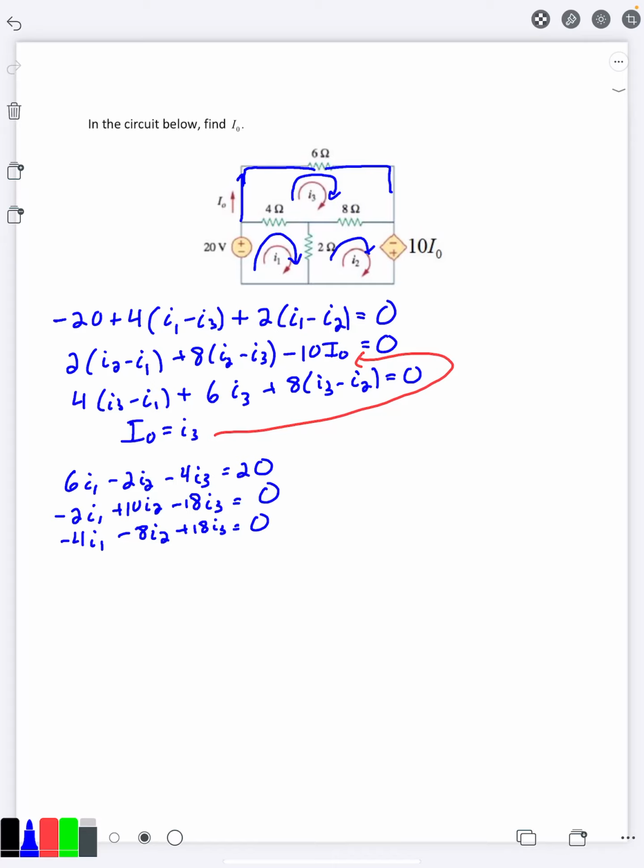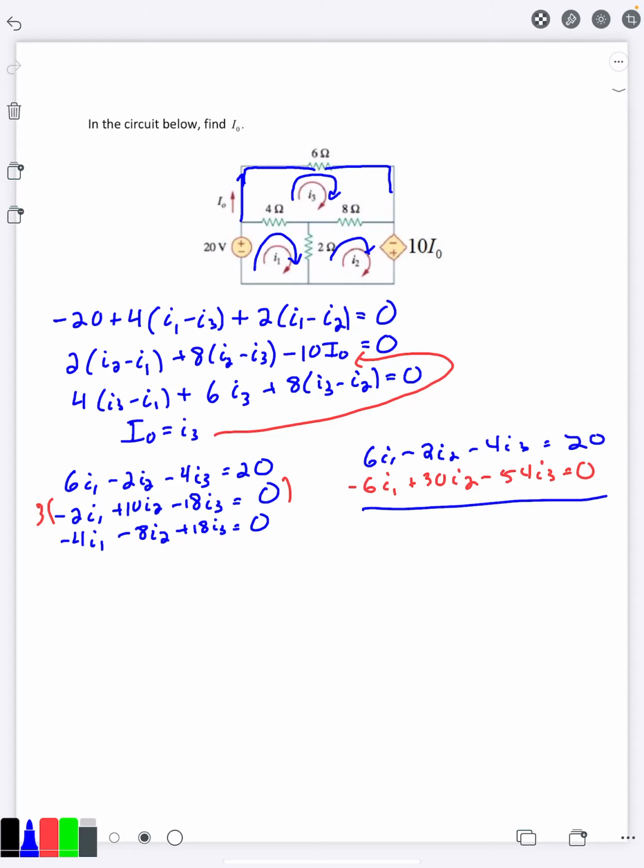So we need to go ahead and solve these. Sure, we could cancel I3 with the second two equations, but getting another cancellation of I3 might be a little harder. However, we can get the cancellation of I1 pretty quickly here. So I'll multiply it by 3. That's going to give me negative 6I1 plus 30I2 minus 54I3 is 0, which we're going to combine with 6I1 minus 2I2 minus 4I3 is 20.